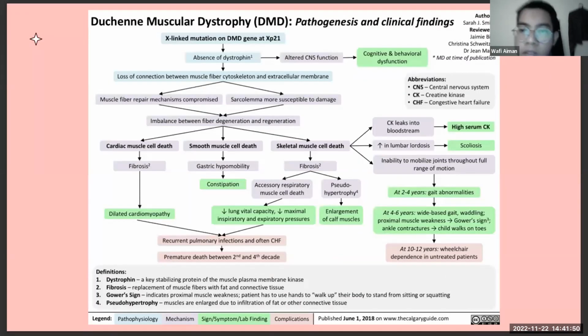Here is the more complete one regarding the pathogenesis and how the pathogenesis leads to the clinical findings that we find in the patient. But I will not go through this because it is almost the same as what I explained before.